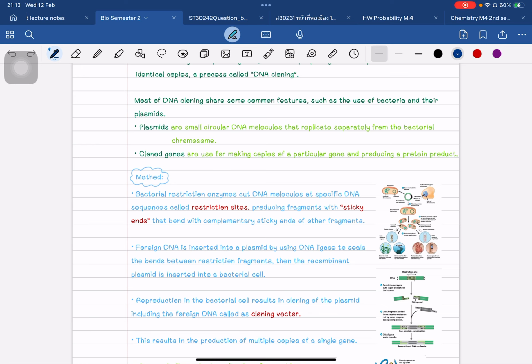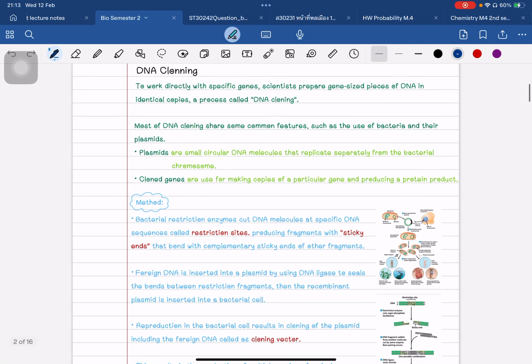Plasmids are small circular DNA molecules that replicate separately from the bacterial chromosomes. And cloned genes are used for making copies of particular genes and producing protein products.